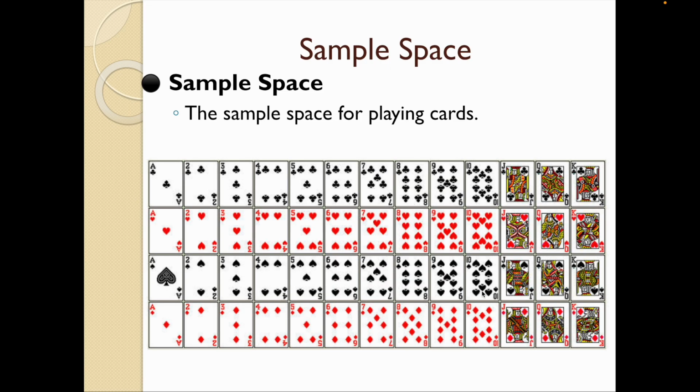Close. 52. Remember, right? So we got an ace, which is like 1, right? So 1, 2, 3, 4, 5, 6, 7, 8, 9, 10, right? And after those 10, we got jack, queen, king. So that 10 plus those jack, queen, and king would give us 13 for the clovers. Then we got 13 hearts, 13 spades, and 13 diamonds. When we add all of them together, we get 52. So this here is the sample space for playing cards, right? Make sense? All right, good.